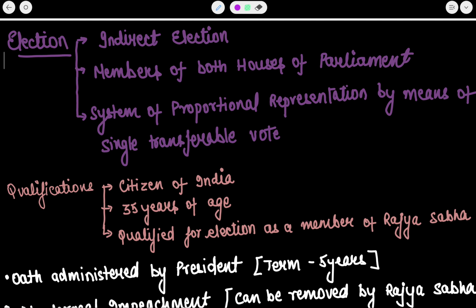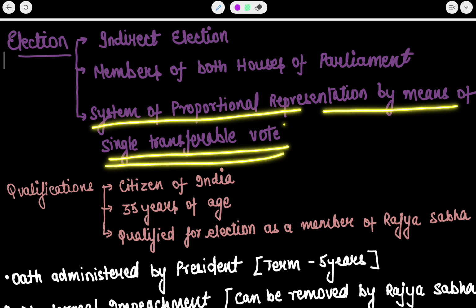Now, the system of proportional representation by means of single transferable vote is the way in which the elections happen, and this is the same as the President, as we have studied in the earlier lecture.